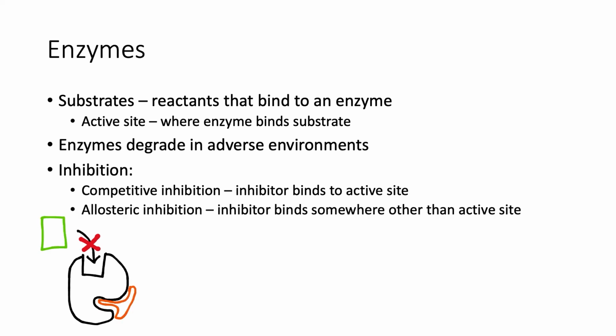The other form of inhibition is called allosteric inhibition. In this case, the inhibitor binds to a location other than the active site, and this binding results in the enzyme changing shape so that the active site is no longer available or changes structures in such a way that the substrate cannot bind.